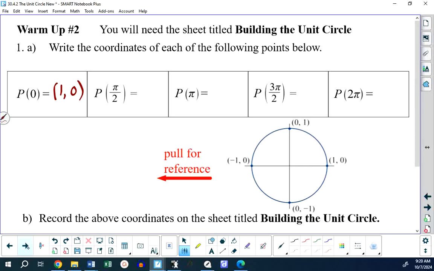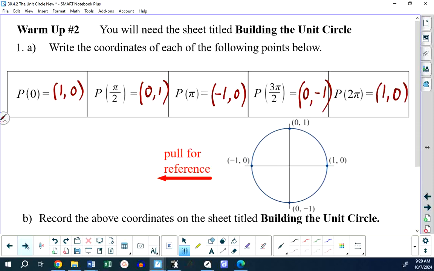If I were to go to 90 degrees, which is pi over 2, the coordinate numbers switch. The y coordinate is 1. When you look at p of pi, the x coordinate is negative 1 and the y coordinate is 0. At 3 pi over 2, the y coordinate is negative 1 and the x coordinate is 0. And then, of course, we're back to 1 comma 0. I think that's pretty obvious. I'm not even looking at the unit circle, so I better double check. X is 1, x is negative 1, y is 1, y is negative 1. We're okay. Does that make sense?